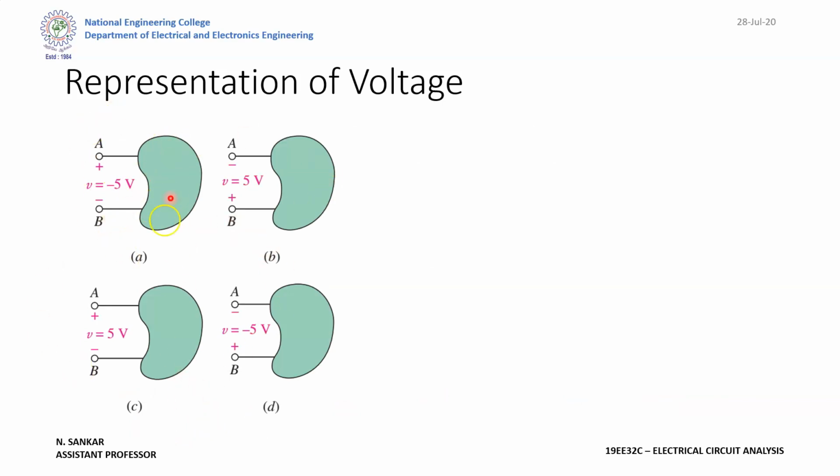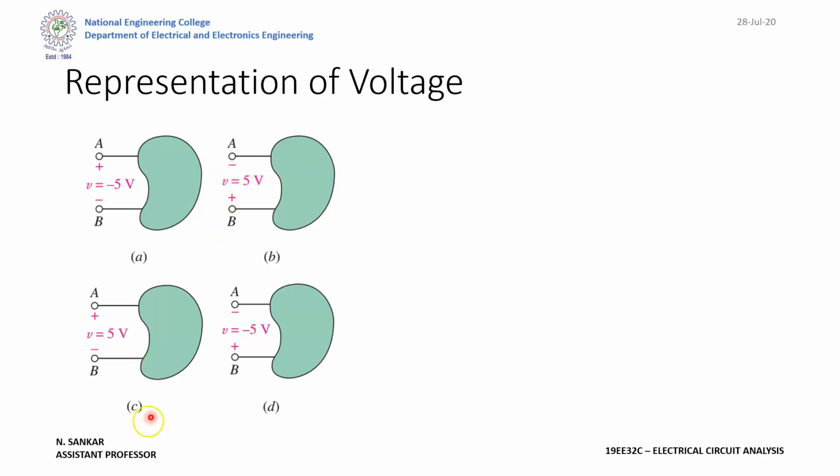Let us see figure A. Here A is positive and B is negative. Then VAB is equal to -5 volt, because they have given the voltage as -5. I have taken A as a reference point, so VAB is equal to -5 volt. In the next figure it is the same thing, but here A is negative. So if you are taking VAB, we have to take it as minus VAB, and minus VAB is equal to 5 volt. So VAB is equal to -5 volt. If you take A as a reference point, A is negative, that's why the answer is also negative.